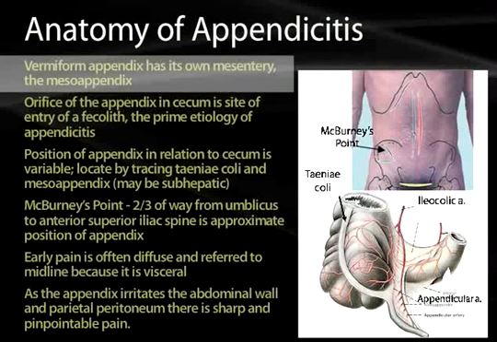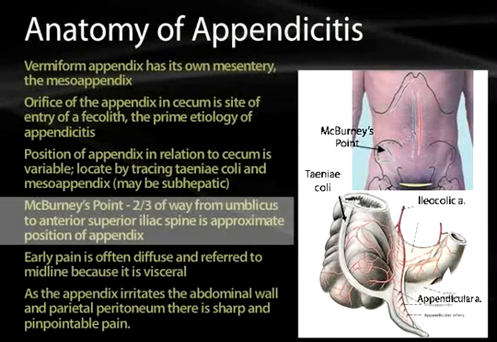It's also showing a picture of McBurney's point, which is that point located 2/3 of the way from the umbilicus to the anterior superior iliac spine. And it's going to be an approximate position of the appendix. And remember what we said earlier, that because of the orientation of the bowel and the potential for malrotations and the length of the appendix, it can be in many locations all the way from the pelvis up to the liver.